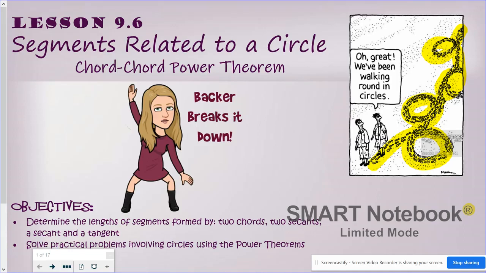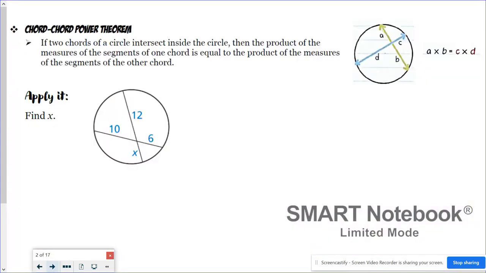This episode, we look at segments related to a circle with a focus on those segments created by two intersecting chords. So the Chord-Chord Power Theorem says, if two chords of a circle intersect inside a circle, then the product of the measures of the segments of one chord is equal to the product of the measures of the segments of the other chord.